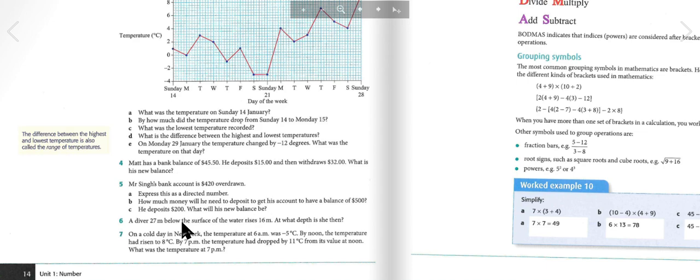So, question number 6. A diver 27 meters below the surface of the water rises 16 meters. What depth is she then? So, 27 minus 16 equals 11. So she is at 11 meters below the surface of the water.